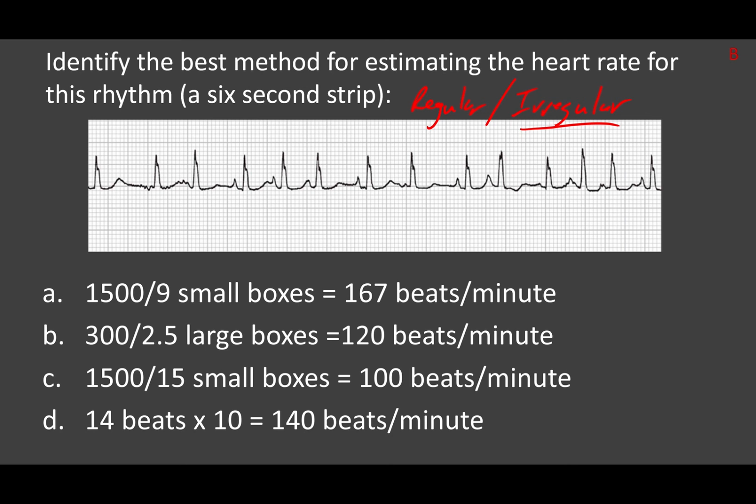If it was regular, well, then you're going to be doing measurements of the small boxes or large boxes and the math that goes with them. And so remembering that small boxes get divided into 1500, large boxes get divided into 300. But that's really not the case. Because this is irregular, we're really just going to count the total number of beats and multiply times 10 to get the answer. So we have a heart rate of about 140 beats per minute.